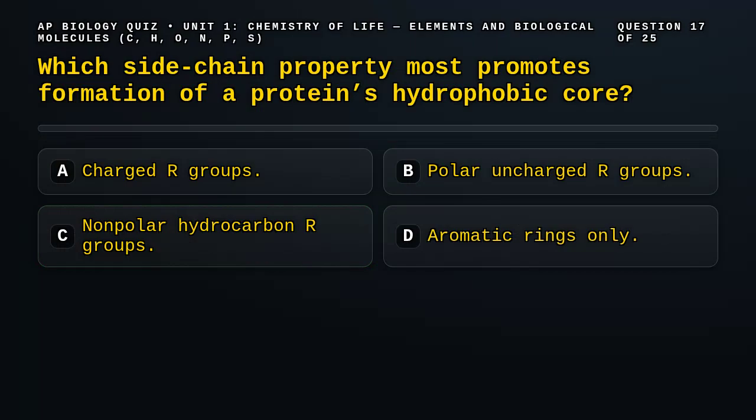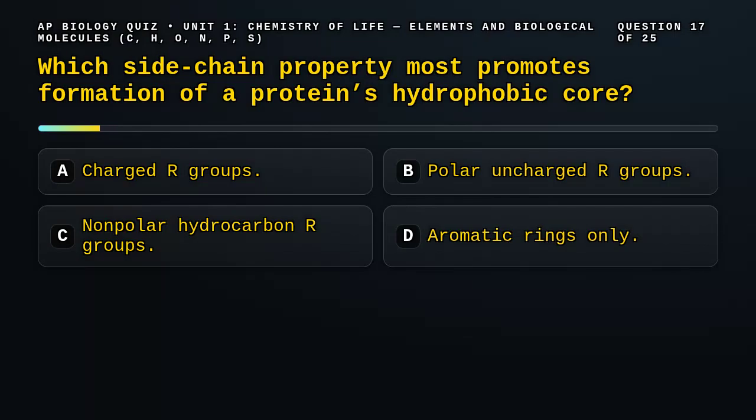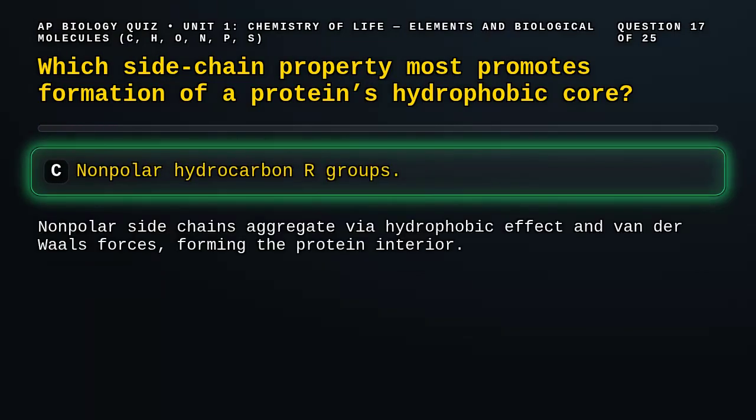Question 17. Which side chain property most promotes formation of a protein's hydrophobic core? A. Charged R groups. B. Polar uncharged R groups. C. Nonpolar hydrocarbon R groups. D. Aromatic rings only. Correct answer, C. Nonpolar side chains aggregate away from water via hydrophobic interactions and van der Waals forces, driving the collapse of the protein interior.